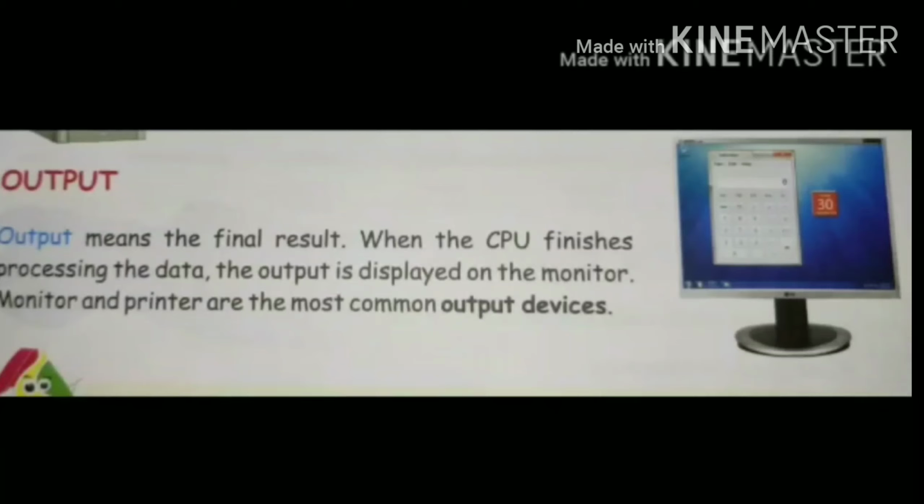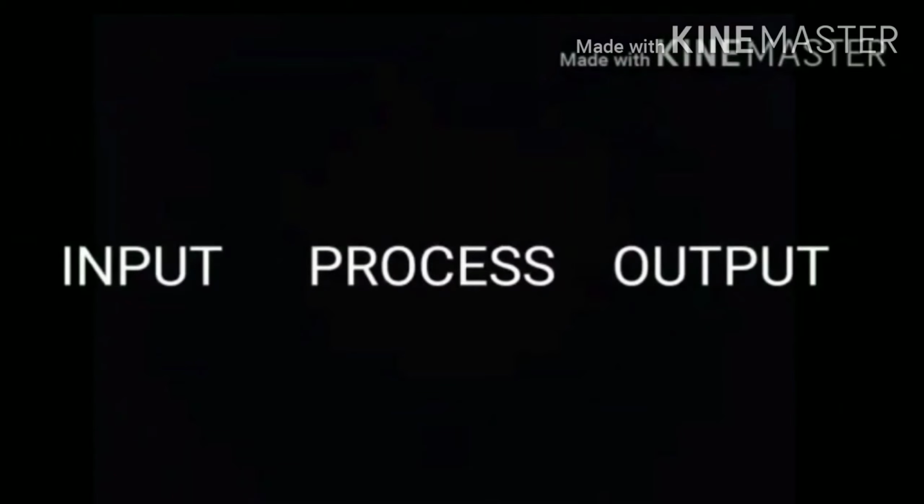One more thing, children. When the CPU finishes the processing data, the output is displayed on the monitor. So monitor here will be output device. Monitor and printer are the most common output devices. So children, these were the 3 basic steps through which computer works, that is input, process and output.